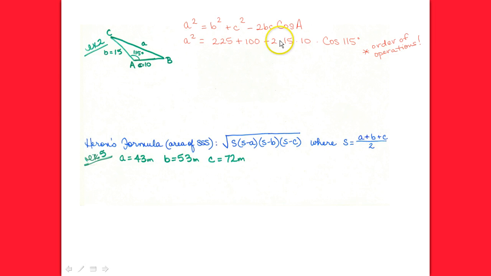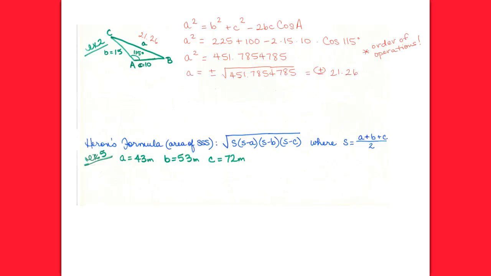Yes. The 2 times 15 times 10, that 300, has to get multiplied by cosine 115 before I come over here and start adding and subtracting it to other stuff. Order of operations says do all multiplication and division first before you do addition and subtraction. You will not get the same answer if you do that. So be careful. We would want to do 300 times cosine 115 and get that answer, and then do the 225 plus 100 combined with that value. So when we do that, we'll get 451.7854785, and then we just need to take the square root of both sides.